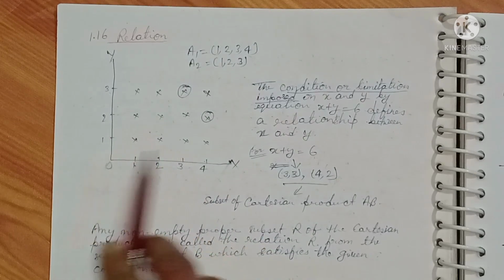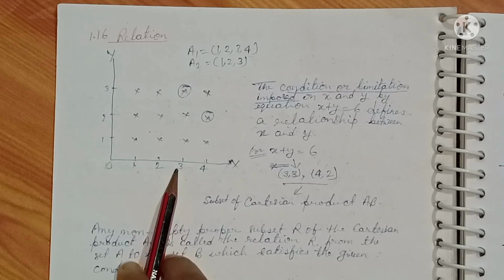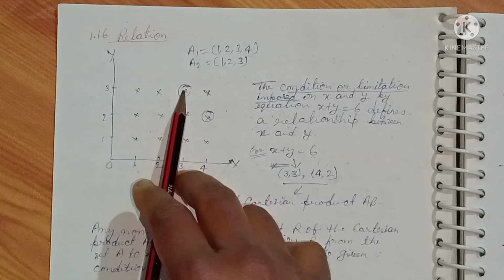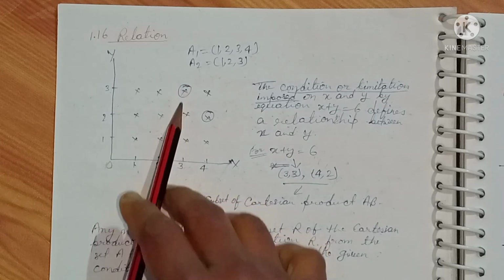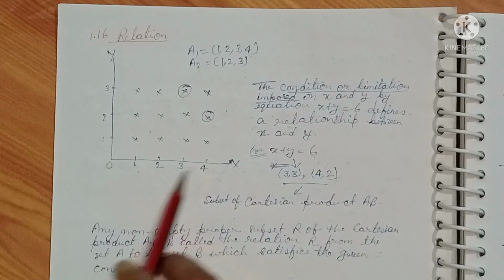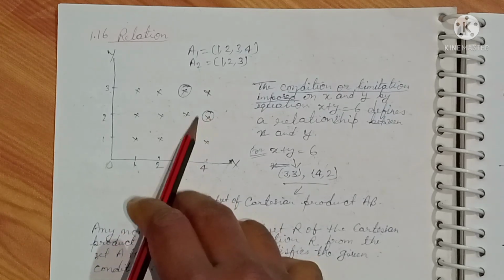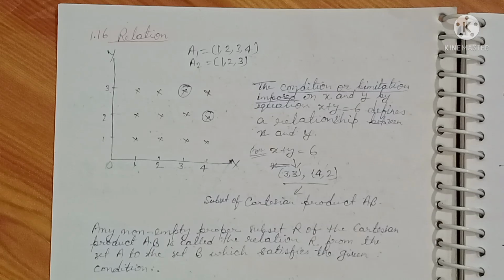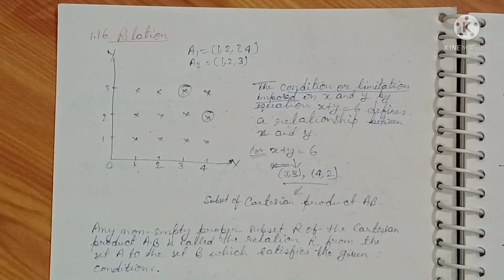So now you can see 3 comma 3. Go along the x-axis to 3, and then along the y-axis you have to go 3, so you will reach here. So this is 3 comma 3, and the second is 4 comma 2. So along the x-axis you go to 4, and then along the y-axis 2, 1 2, so here you will reach. So this is the second ordered pair. Okay, so these two pairs we can represent by using relation. Understood?